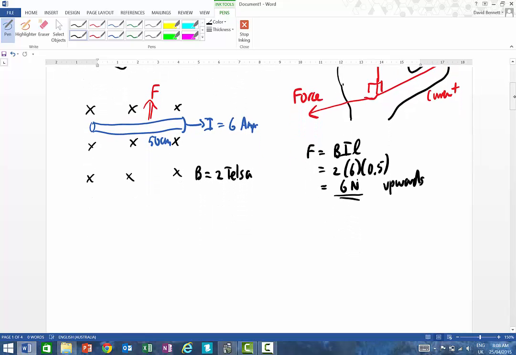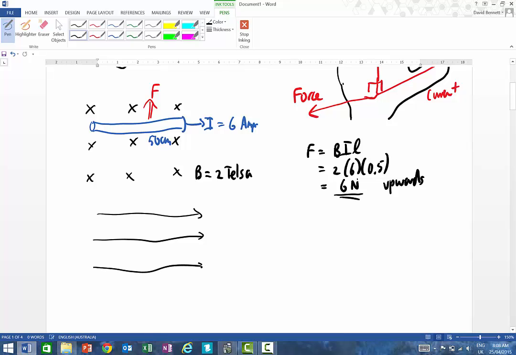Now, we'll do one more of these just as an example for you. We could also draw field lines like this. Nice straight lines. And then we have our current carrying wire going in this direction here. Now, if it was going in the same direction as the field lines, there'd be no force. So it needs to be at right angles. It could be at an angle, but it doesn't often happen, so maybe we'll do one of those.